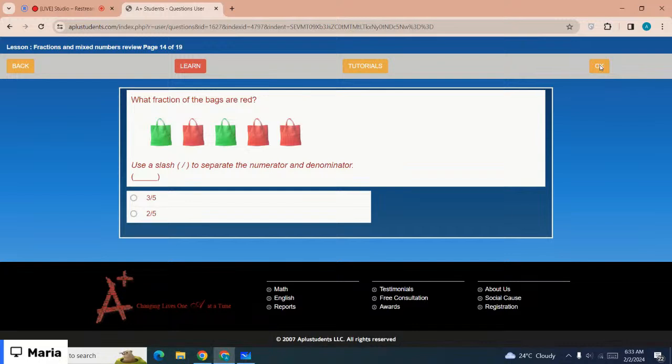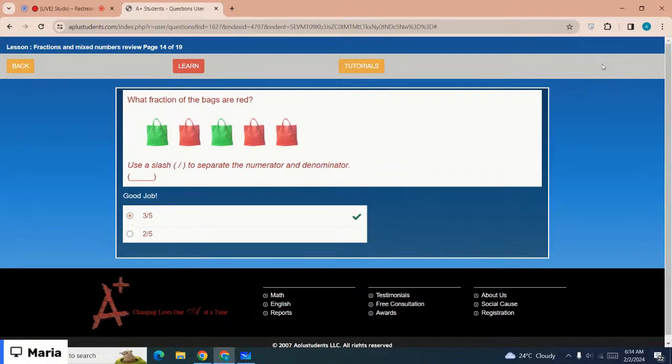What fraction of the bags are red? The correct option is, yes, that is 3 out of 5. Option number 1 is the correct option. Got it?